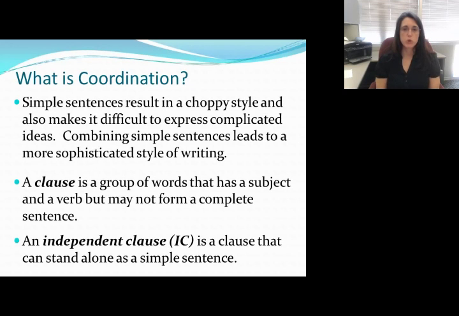So for the purpose of coordination, what we're going to deal with is what is considered an independent clause. And don't let the IC fool you. IC typically makes you think that we're talking about an incomplete sentence, and the IC means incomplete, but that's not the case at all. IC here stands for independent clause, and I will use it as an abbreviation, so make sure to keep aware that it is an independent clause, and it can stand alone as a simple sentence.